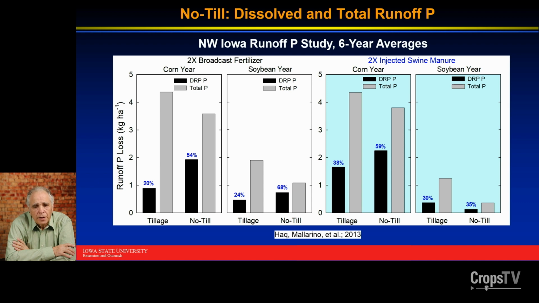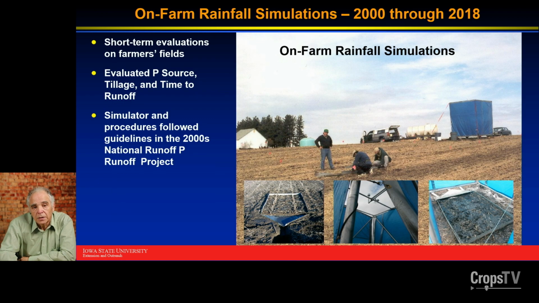And with the manure on the right in the blue background, the difference is a little bit lower, but still we have 38% with tillage and 59%. So no-till is good, because we reduce phosphorus loss, but we can increase the dissolved phosphorus loss.